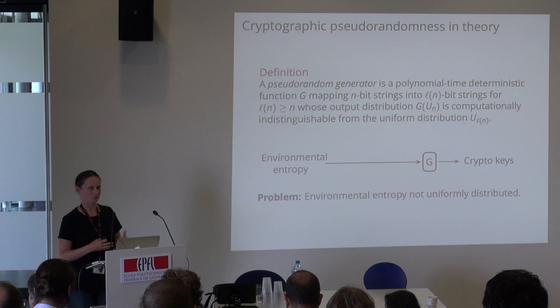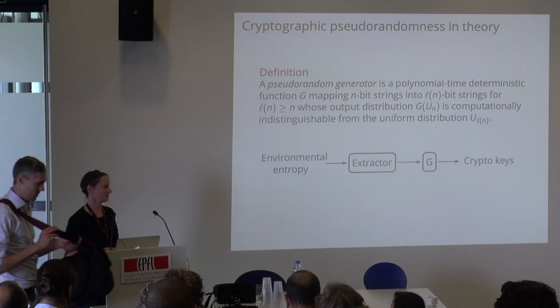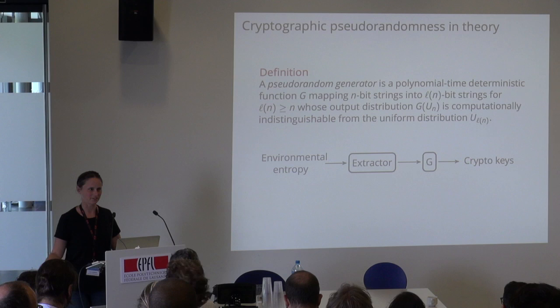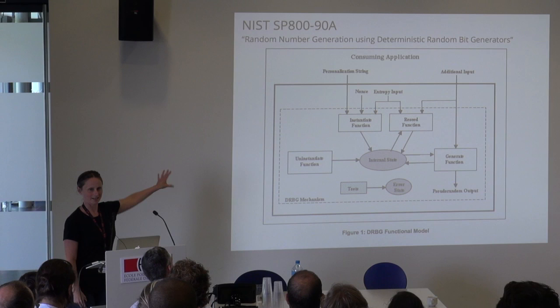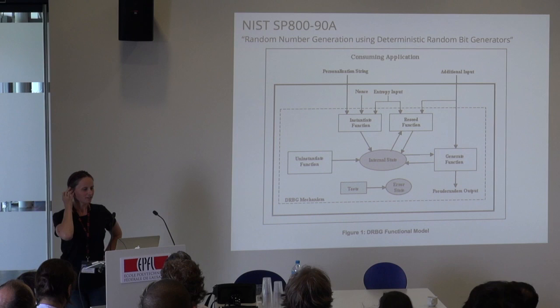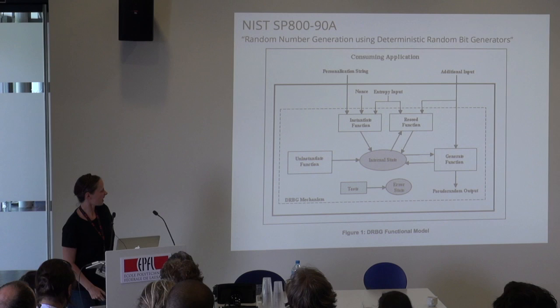In theory you can add something like an extractor in front of this, and you hope that if you have some amount of entropy, your extractor will give you a compressed string that's pretty close to uniform, and you can use that to seed your pseudorandom generator and then generate your keys. If you keep doing this for long enough, you end up with a diagram that looks something like this. I copied this out of NIST SP 800-90A, the US NIST standard for random number generation using deterministic random bit generators. It's got this functional model, but it looks kind of like what we had before.